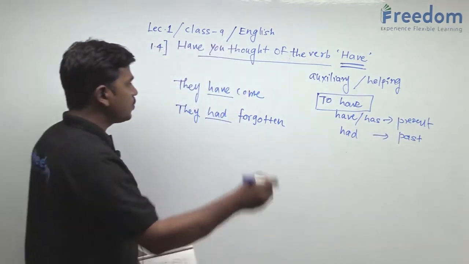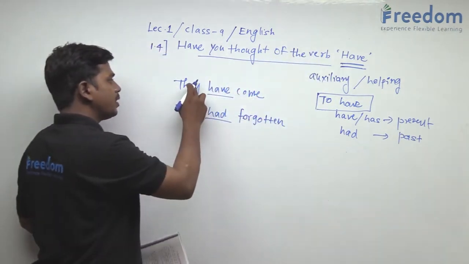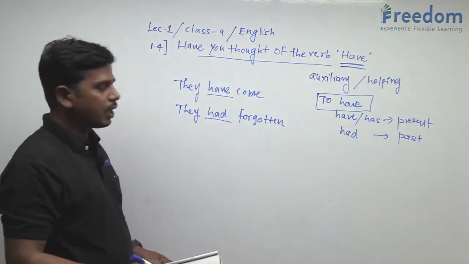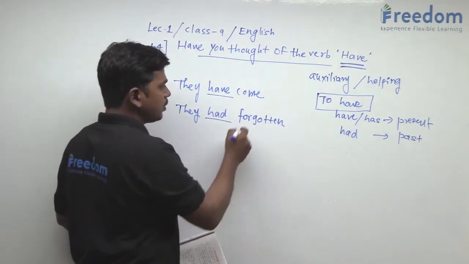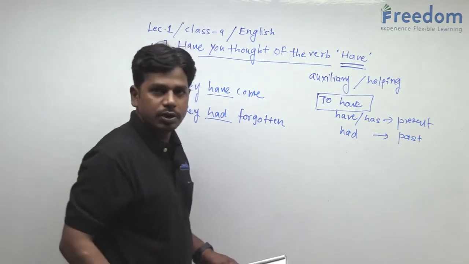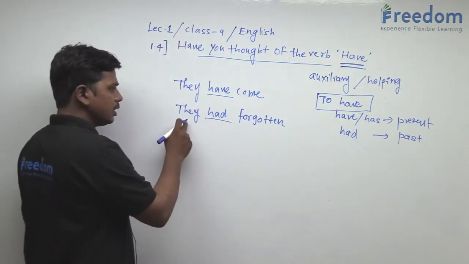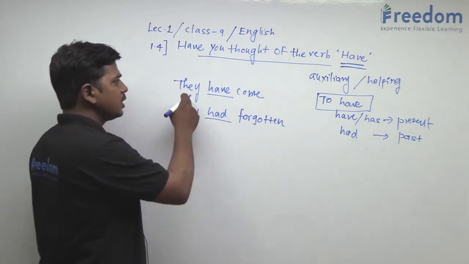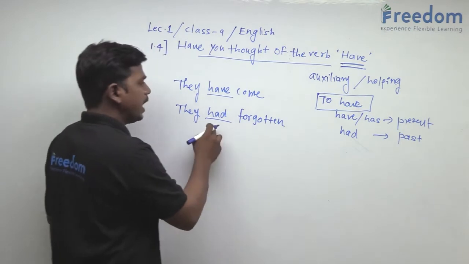So now, what do we do with that verb "have"? We frame a perfect tense. So what happens in the perfect tense? There is the subject, and then the helping verb, and then the V3 form of the verb, and then the object. Again the same here. This is a past perfect tense and this is a present perfect tense. I have come. They had forgotten.